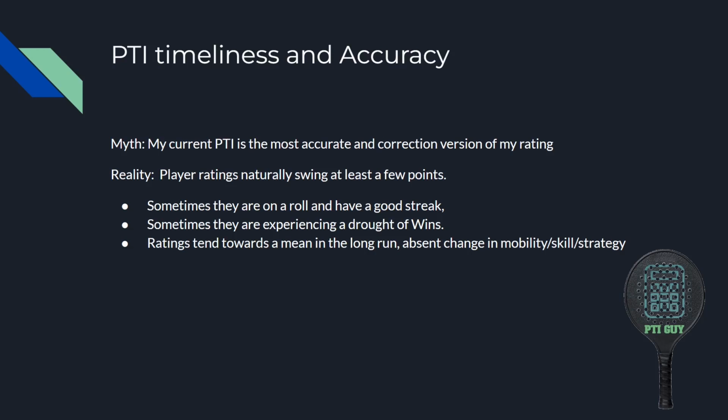One last myth I'd like to address is that a player's current PTI is the most accurate and correct version of their rating. The reality is that player ratings naturally swing at least a couple points in each direction. Sometimes players are on a roll and have a good streak, and sometimes they're experiencing a drought of wins. Ratings tend towards a mean in the long run, absent any change in mobility, skill, or strategy.